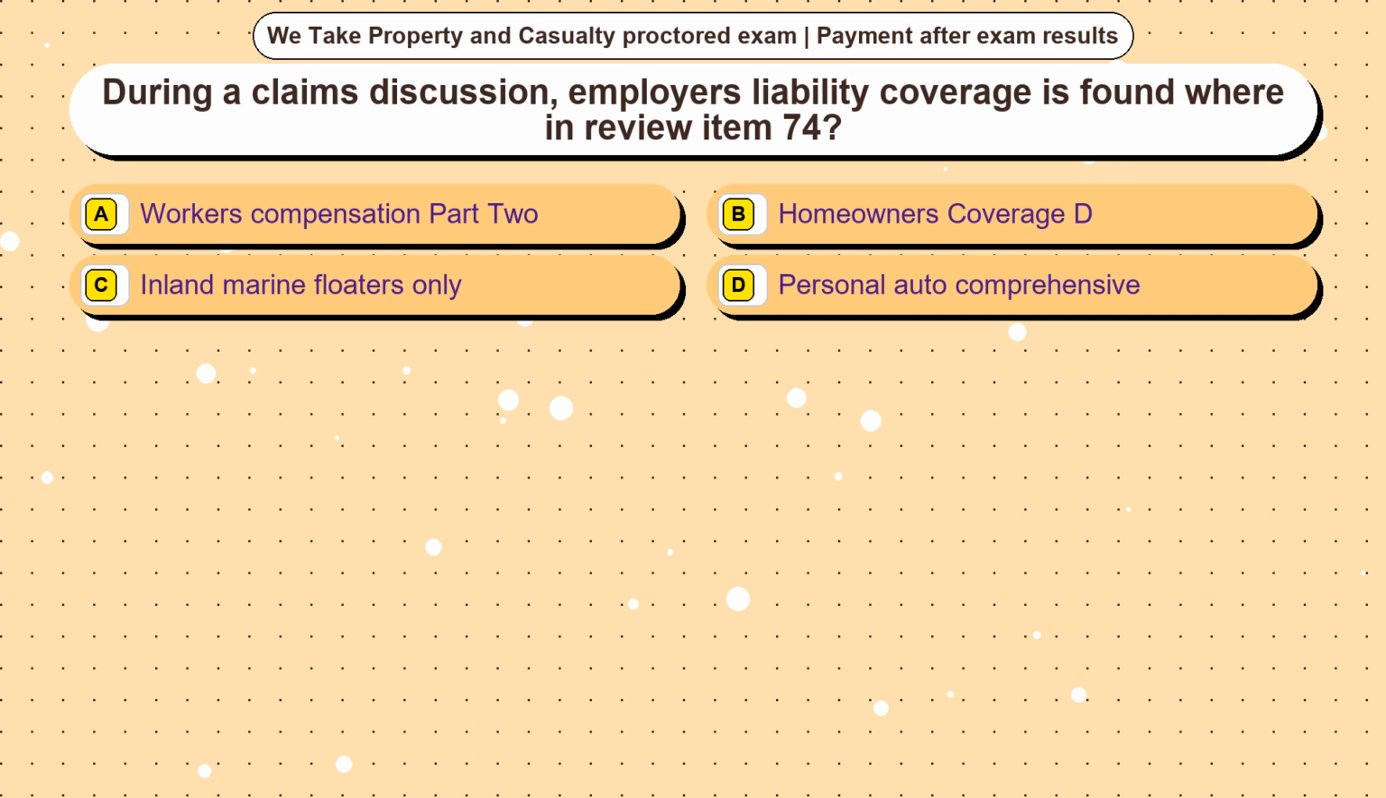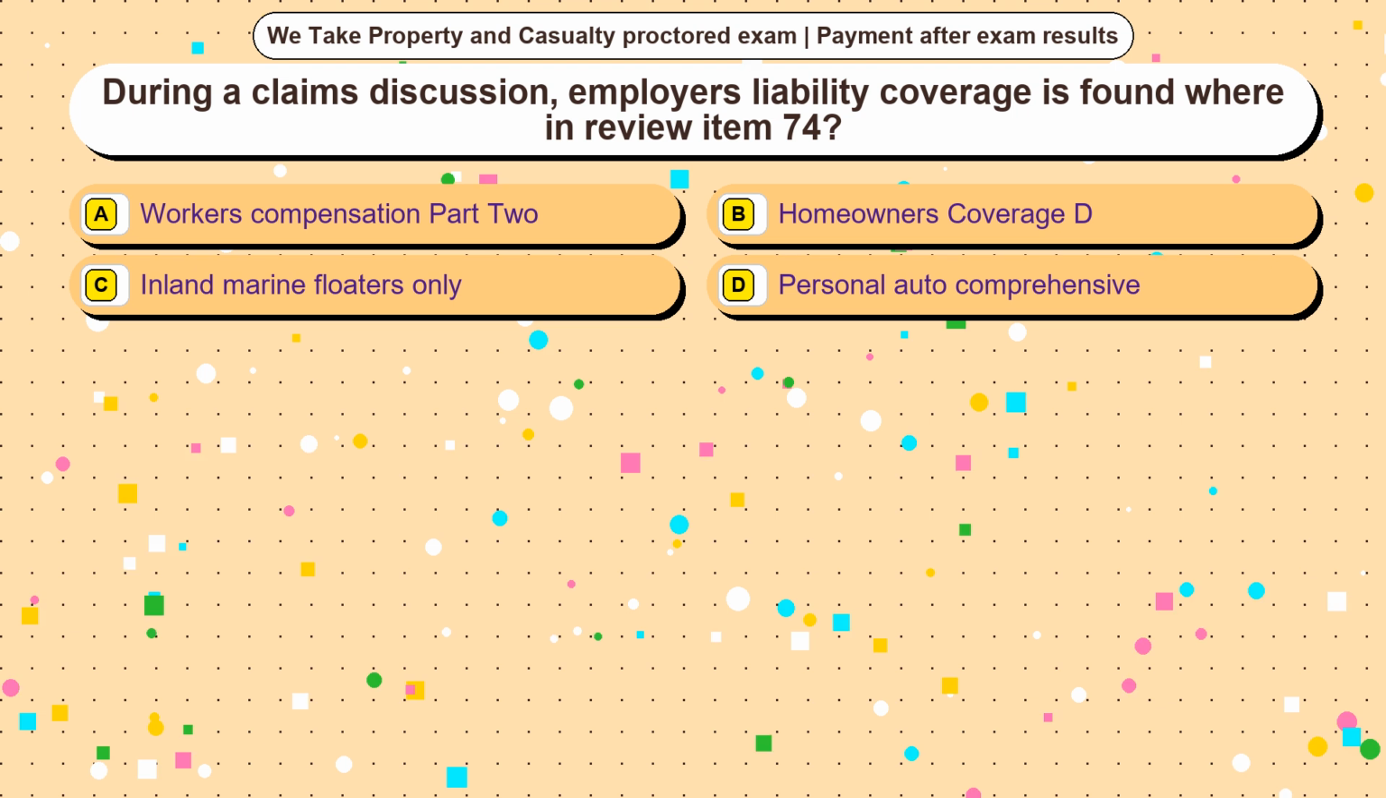Question 1. During a claims discussion, employer's liability coverage is found where in review item 74? Option A. Workers' compensation part 2. Option B. Homeowners coverage D. Option C. Inland marine floaters only. Option D. Personal auto comprehensive. The correct answer is option.